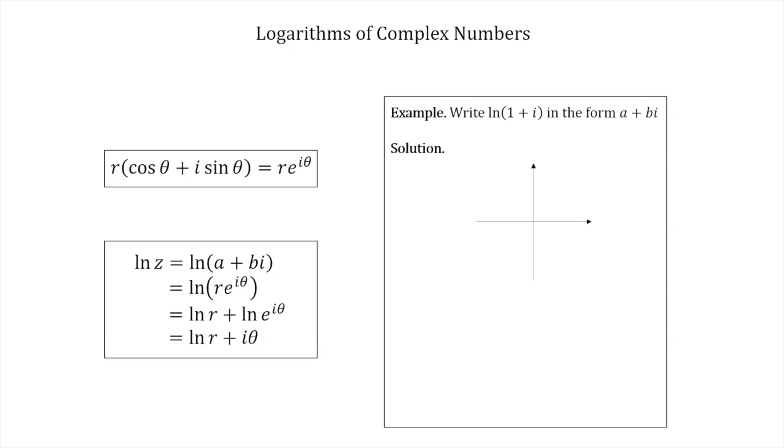The solution is we're going to draw a quick sketch. So where is 1 plus i in my complex plane? Well, we go 1 along the real axis and 1 up the imaginary axis to i. So it's here where these two lines meet. This black dot is the number 1 plus i, and the length of this line here is r, and this angle here is theta.